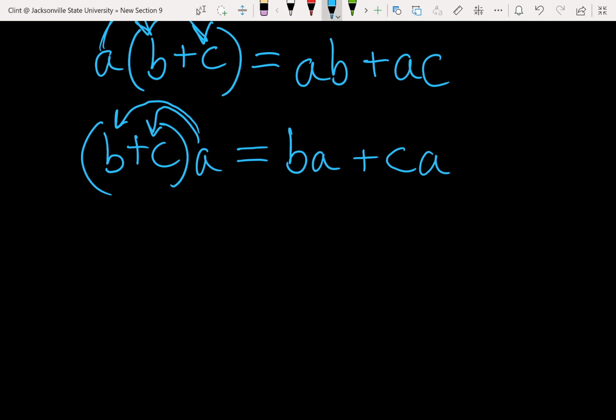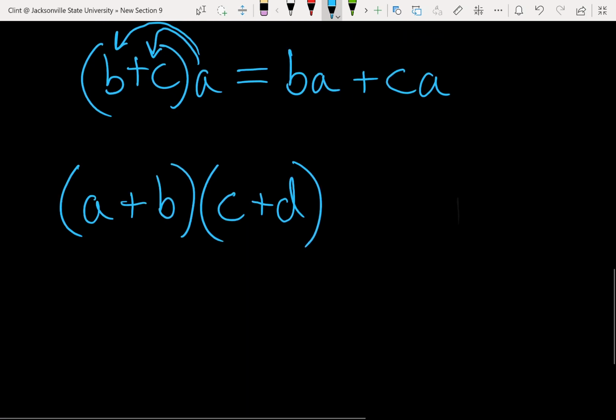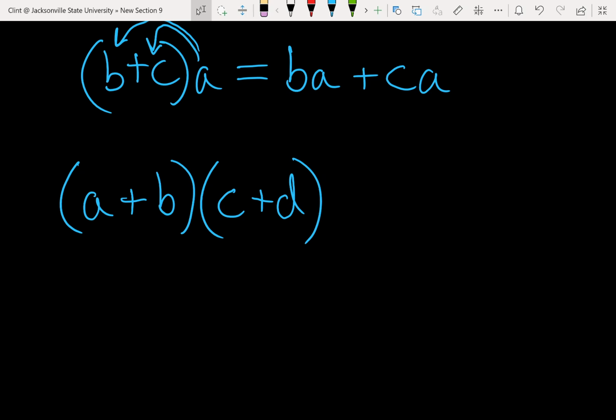Let's see. What do we have in that situation? We want to do a plus b times c plus d. Somebody said FOIL, yeah, FOIL. There's a little acronym we use for that. We multiply the first terms, the outer terms, inner terms and the last terms. Really all that is its distributive property still. It just so happens we have two things we're distributing.